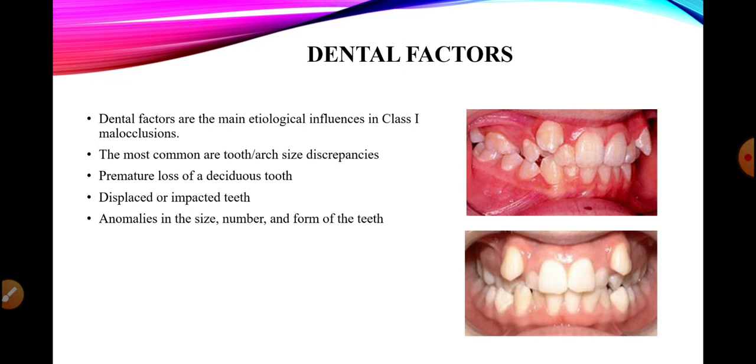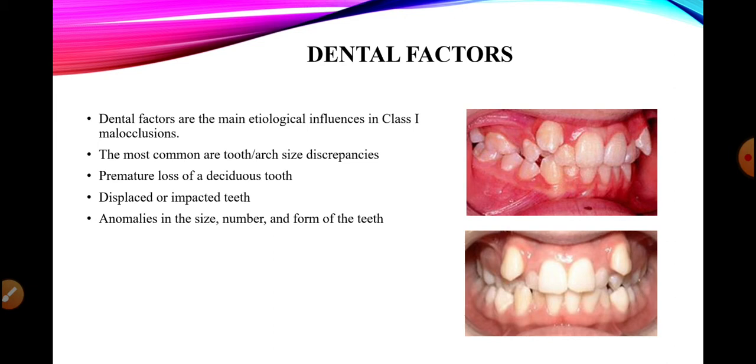And among the dental factors, the most common ones are tooth size and arch size discrepancies, which means that the size of the tooth and the arch are not lying in harmony with each other, which can lead to either crowding or spacing in the arch. There can be environmental factors, for example, the premature loss of a deciduous tooth, which may lead to the localization of any pre-existing crowding, and possible deviation of the center lines or midline shift can be seen.